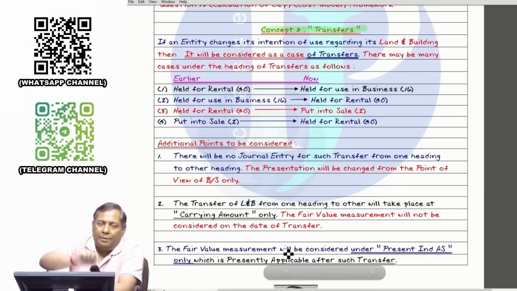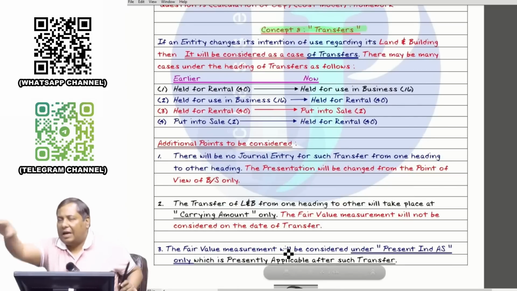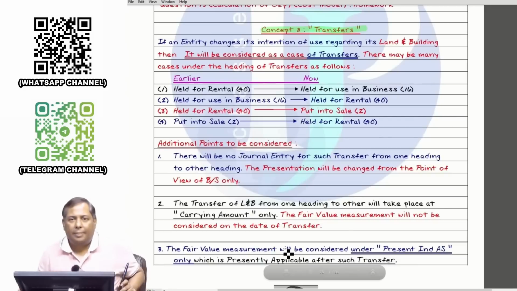Next, whatever you change in the heading will reflect in the carrying amount in the balance sheet. Don't check the fair value. Just take it from the book as it is and copy it in your notebook. Once your heading changes, your final address changes. Let's say you move from 40 to 16, then you are standing at 16. So the measurement of 16 will start.